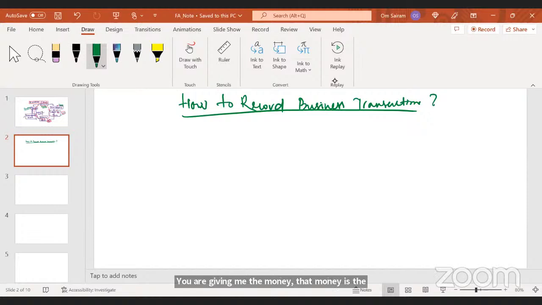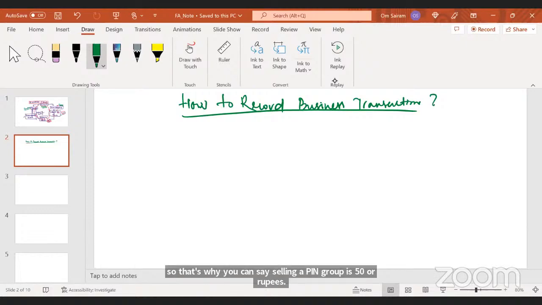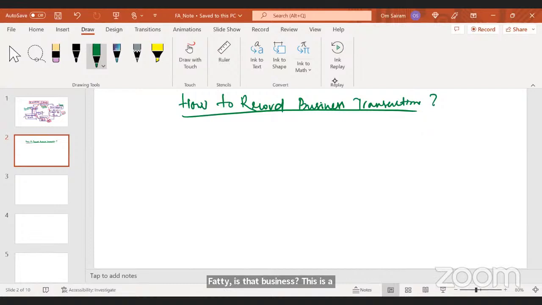But what is a business transaction? A business transaction is the performance of an economic activity. Whenever I am selling a pen to you, I am performing one economic activity, and selling a pen in terms of money, in terms of currency. So that's why we can say selling a pen for rupees 50 or rupees 30 is a business transaction. Business transaction is otherwise known as performance of an economic activity. It may be an exchange between the parties with some sort of consideration.